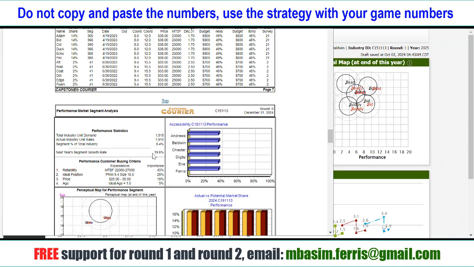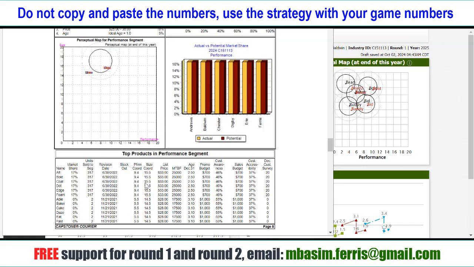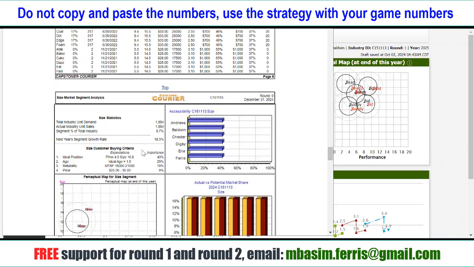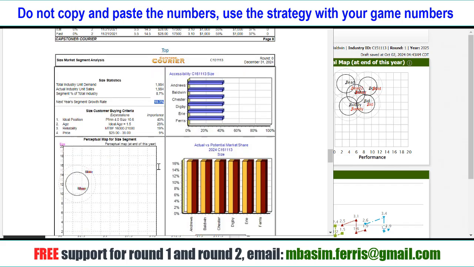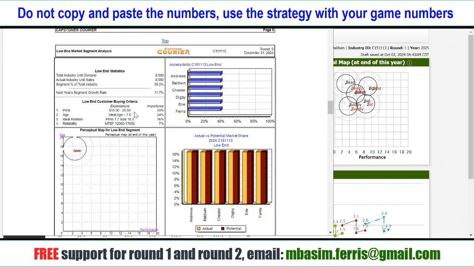For the high-end and the performance, you see that growth is 20%, but only 8 or 9% of market share. They grow 20%, but they have only 10%. So each round they can increase roughly 1.5 or 2%, while for the low-end they increase 4%.